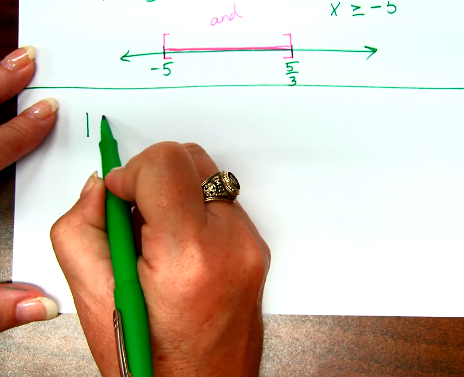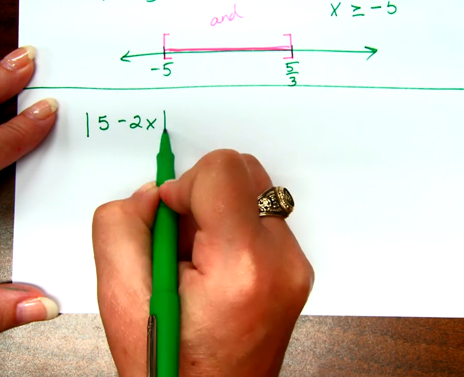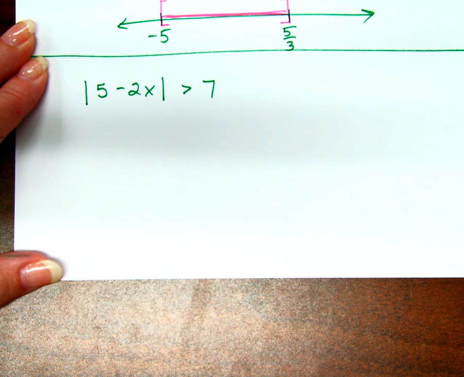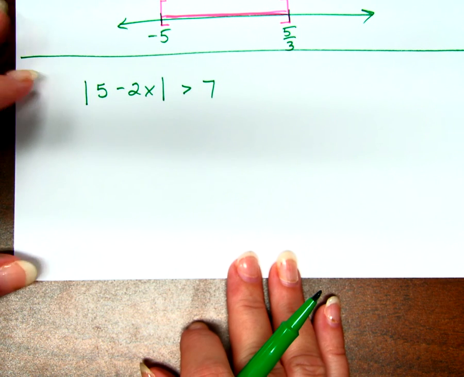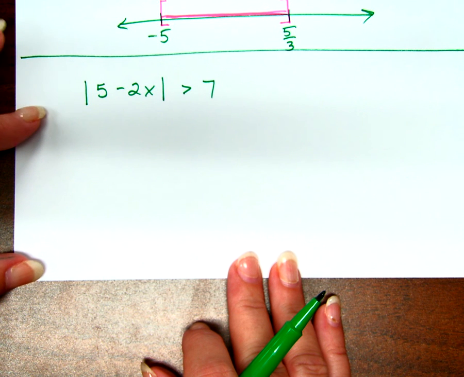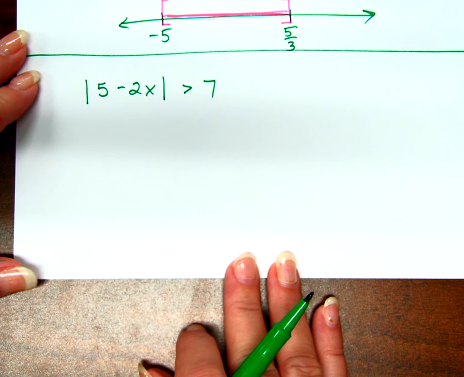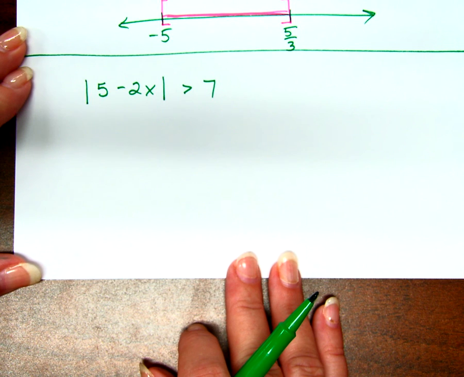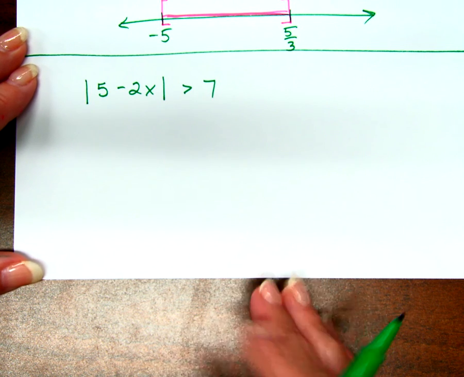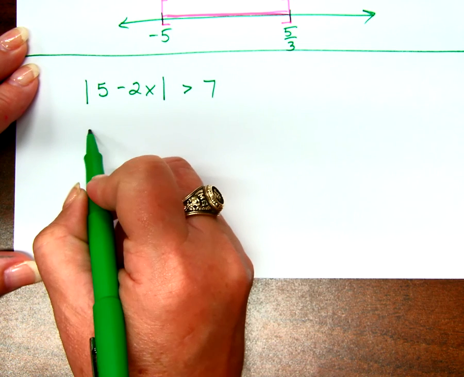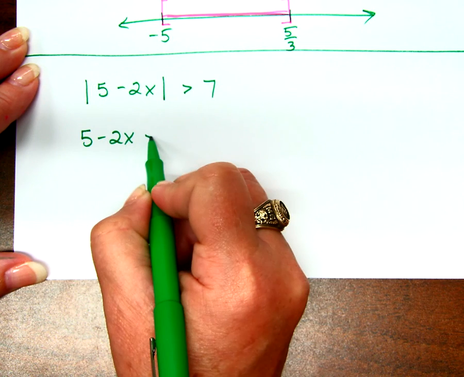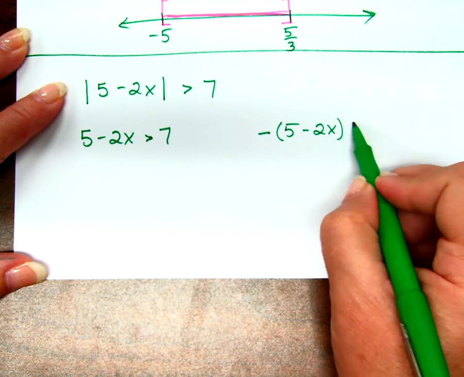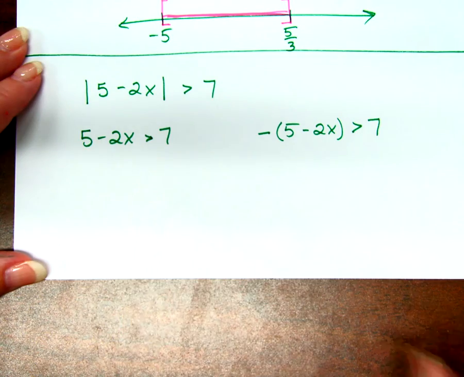So what if we have this? Absolute value of 5 minus 2x is greater than 7. It should bring you great hope that I'm only using this much paper, right? So isolate the absolute value. Okay, done. So now we write our two parts, right? I say whatever's inside exactly as it is, and whatever was inside, the negative of that, the opposite of that. Now solve each of these.